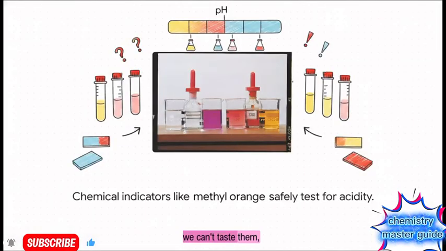So if we can't taste them, how do we safely figure out what we're working with? We use chemical indicators. Alongside the universal indicator we saw earlier, chemists use specific dyes like methyl orange, which flips from yellow to pink in an acid, or good old blue litmus paper. These visual cues safely and instantly tell us what we need to know without putting anyone at risk.